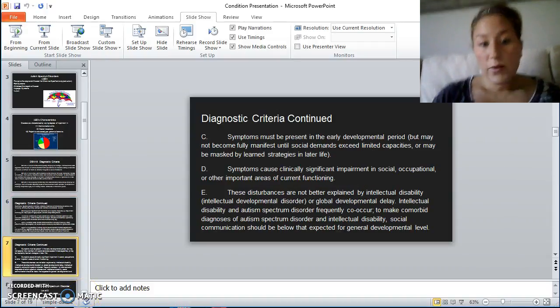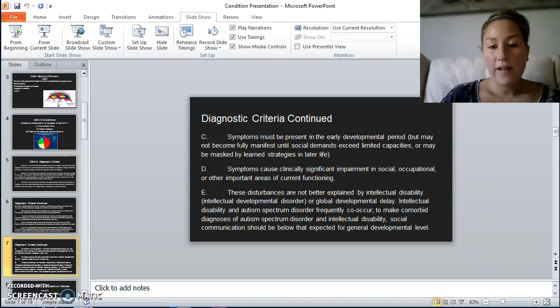Symptoms must be present in the early developmental period. The symptoms can cause clinically significant impairment in social, emotional, or occupational areas.